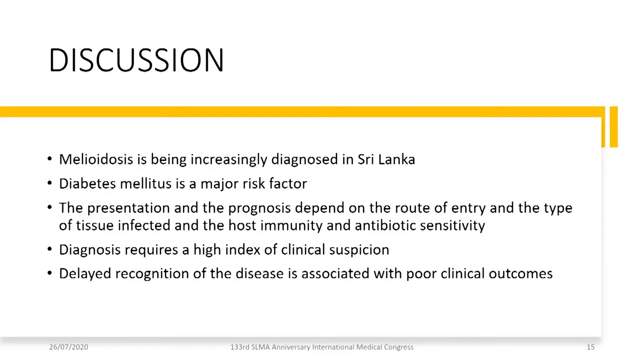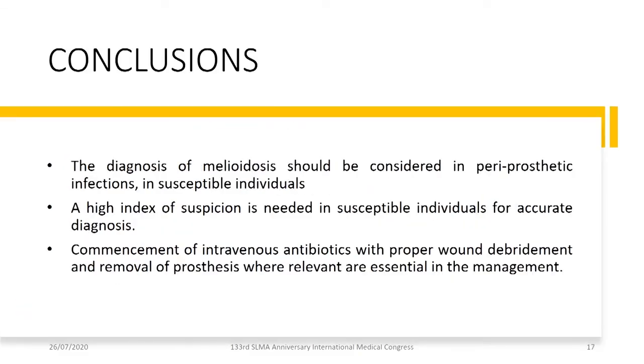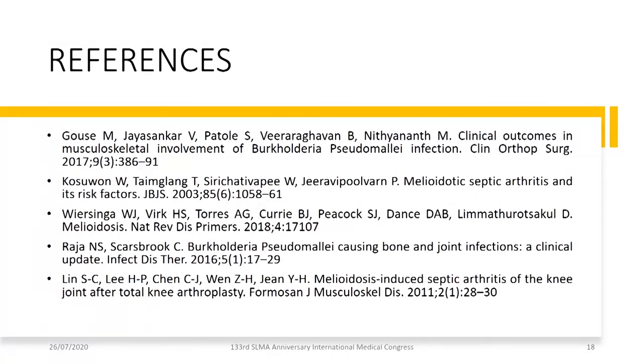Key points for discussion in this case. Melioidosis, though very new and being increasingly diagnosed in Sri Lanka, is often missed in periprosthetic infection because of the rarity of the disease. However, when susceptible individuals present with periprosthetic infection not curing with conventional antibiotics, it should be sought for diagnosis, and an early diagnosis results in a better outcome. And the patient might need prolonged courses of antibiotics with wound debridement, and whenever necessary may need removal of the prosthesis. These are my references.